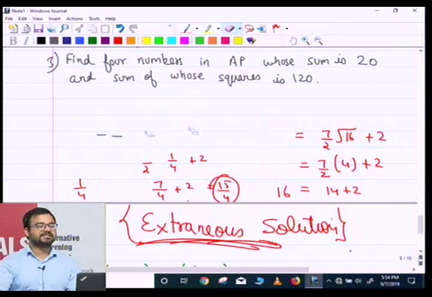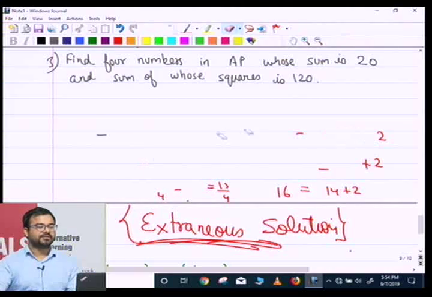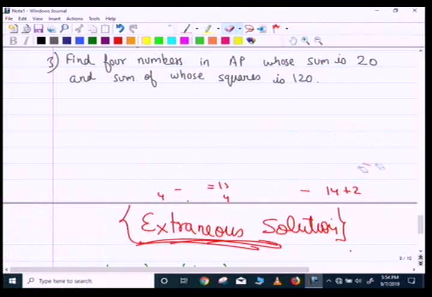Okay, quickly tell me the answer for this question. Question number 3. Find 4 numbers in AP whose sum is 20 and sum of whose squares is 120.